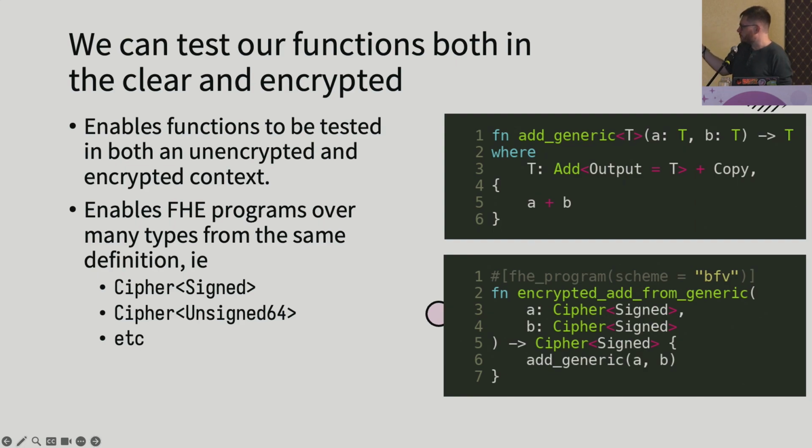One thing that needs to be known by the FHE compiler is that it needs to know exactly what types you're dealing with when it tries to compile the program. You might not want to write this encrypted add for absolutely every single type you might have as an input. Like you could have Cipher signed and then signed as B, or you could have signed and Cipher signed. You don't want to write all those variants. What you can do is write the generic function up top, and then call it with the types that you care about.